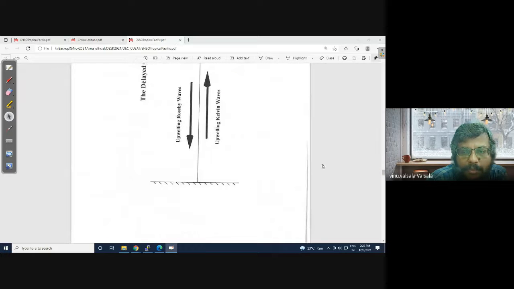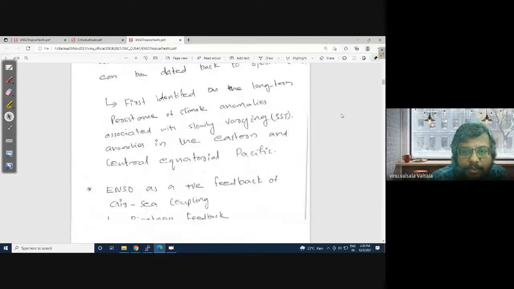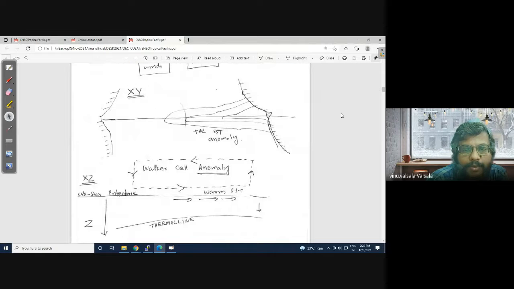Let me check if I have a ready-made diagram there. I think I have a diagram here. Yeah, very good. This is the typical structure of El Nino.